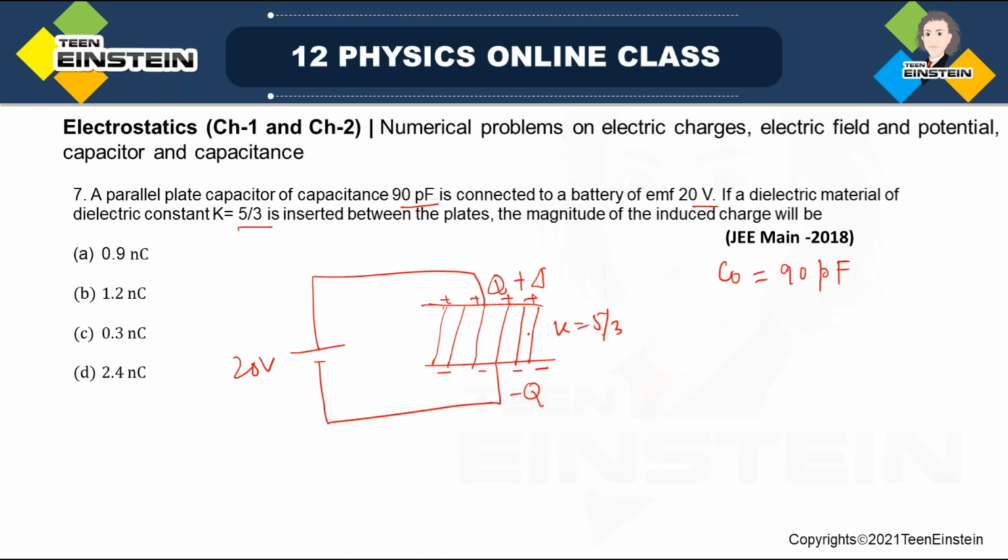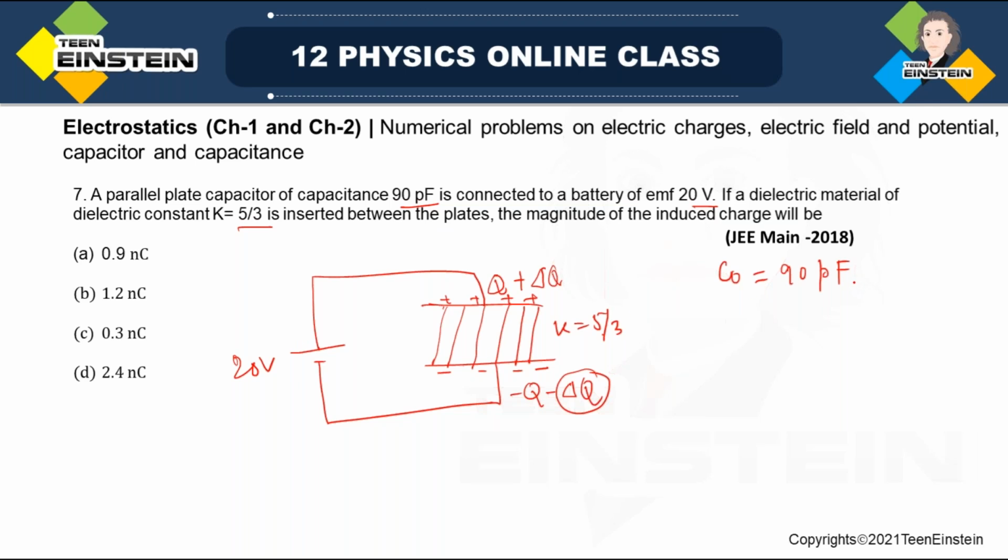As you know, if you insert a dielectric material and connect this plate with a battery of 20 volt, then there must be some charge induced in both plates. So what is that induced charge? This dq is the induced charge. You have to find that out. So how to find out the induced charge? Look here, what we can do.